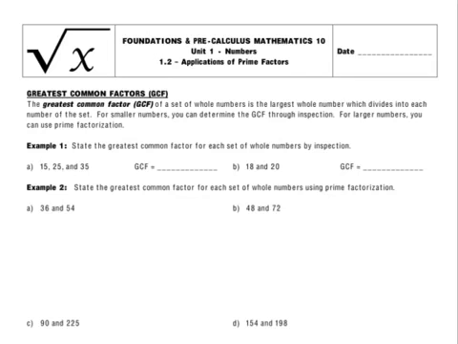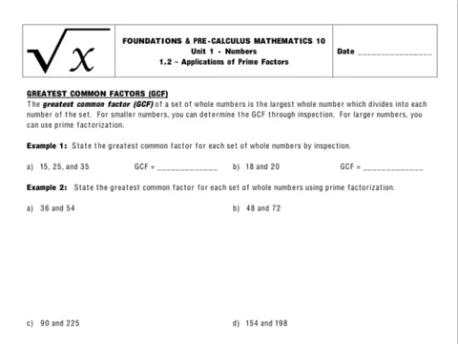So today we're looking at greatest common factors and lowest common multiples. You might remember that the greatest common factor, or GCF, of a set of whole numbers is the largest whole number which divides into each number of the set. For smaller numbers you can usually determine the GCF through inspection or mental math. For larger numbers we need to use prime factorization.